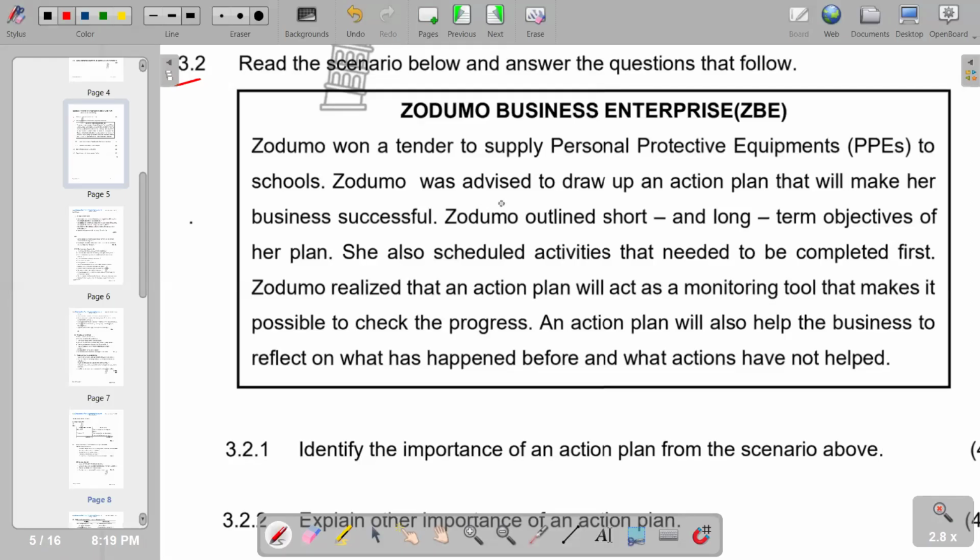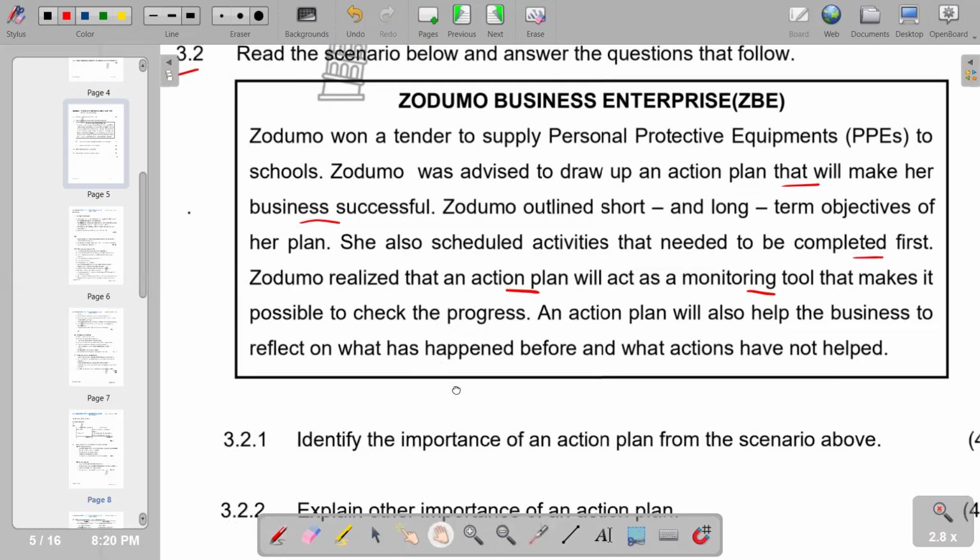So according to the scenario, you see that if we come here, an action plan will make a business successful. Obviously, an action plan will make the business successful, and she also scheduled activities that needed to be completed first, according to the action plan. So the scheduling of activities is made easier by an action plan. Also, an action plan will act as a monitoring tool that makes it possible to check the progress. So those are some of the importances of an action plan.